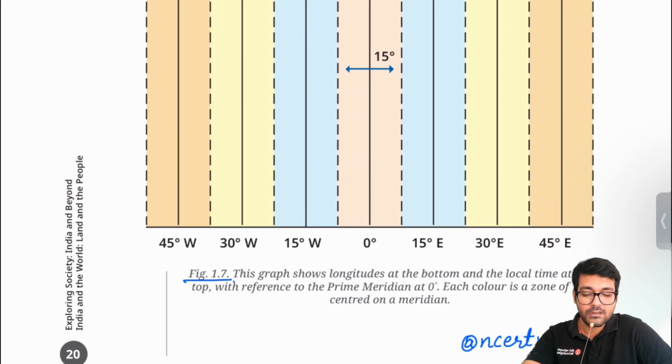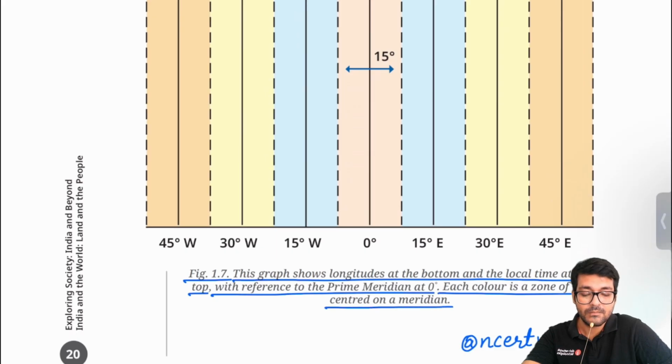Figure 1.7. This graph shows longitudes at the bottom and the local time at the top, with reference to the prime meridian at 0 degrees. Each color is a zone of 15 degrees centered on a meridian.